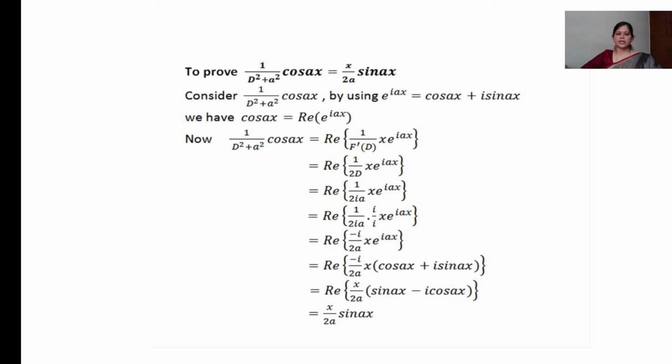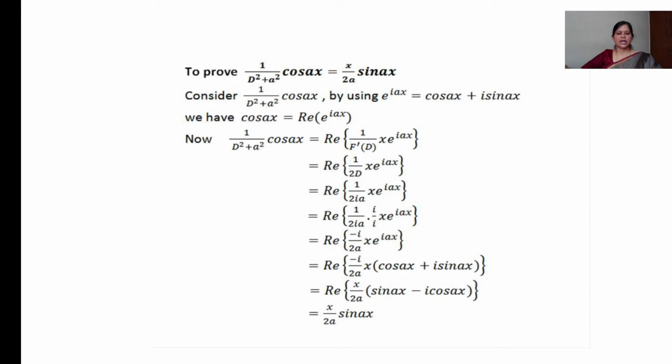So I into I is I square, then I square value is minus 1. That's why we got real part of minus I by 2a into x into e to the power iax. Now next step, we are going to expand again e to the power iax is cos ax plus i sin ax. So we are multiplying with other values, that is I into I by 2a into x. We'll get real part of x by 2a into sin ax minus i cos ax. That means I minus I is multiplying inside.